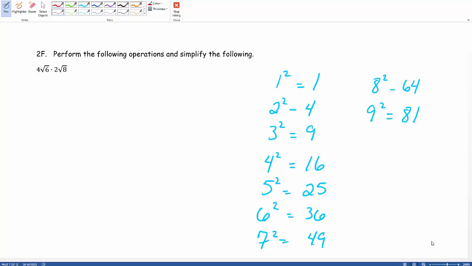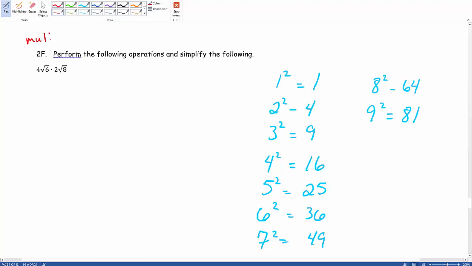Here we are at our chapter 1 target 2F. We're asked to perform the following operations and then simplify. So in doing so, we notice that we have a multiplication happening here with this first square root and this second square root. And how we go ahead and multiply these is we actually multiply the outside with the outside.